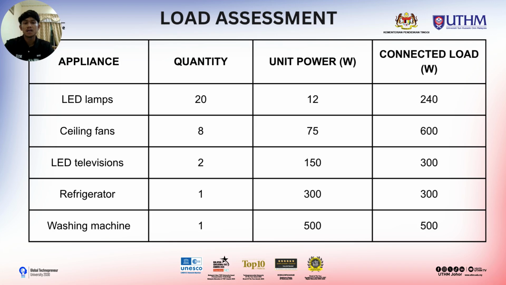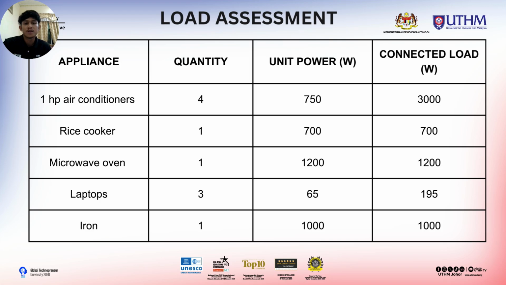The total is 8 units, the unit power is 75, and the total load is 900 watts. And for the LED television, they just have two, but the unit power is 150, so the total load power is 300. For the refrigerator, there is only one, and the unit power is 300, so the total load is 300. For the washing machine, also one, and the unit power is 500, so the total load for the washing machine is 500.